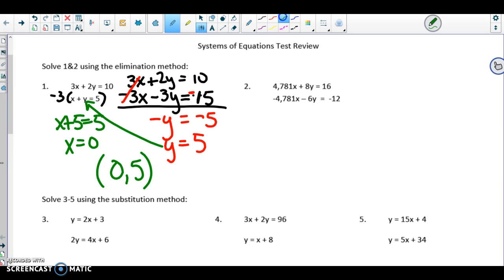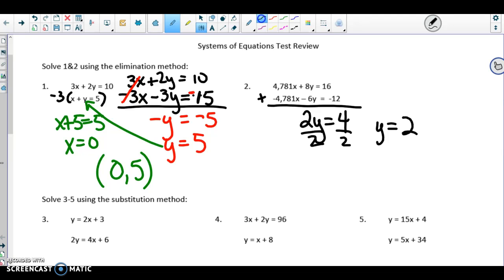Okay. Number 2, this one looks big and scary until you really look at it. And really, the first two already match. The x's already matched. So I'm going to make it easy and just add those together because one's positive and one's negative. So when I do that, 8y minus 6y, or plus -6y, ends up becoming 2y equals 4. So when I divide both sides by 2, y equals 2. So that was pretty easy, actually.